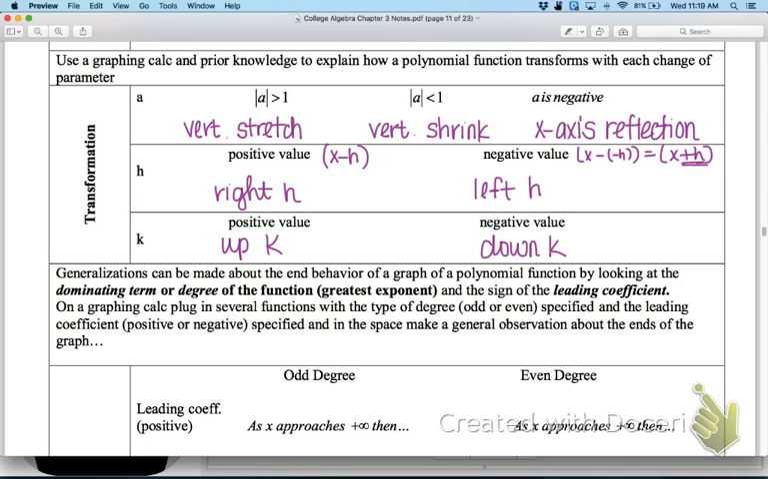And then when we go up and down, if k is positive, it goes up. If k is negative, it goes down. So those are just a quick little refresher, helpful things to keep in mind.